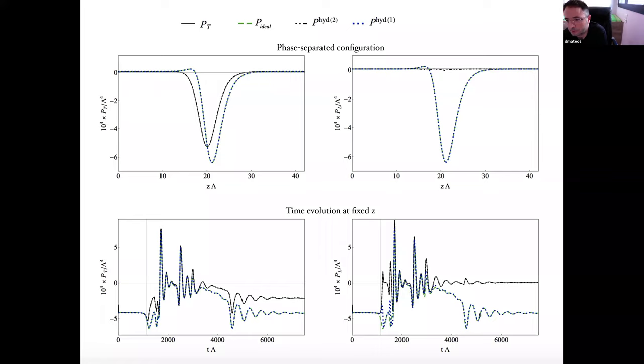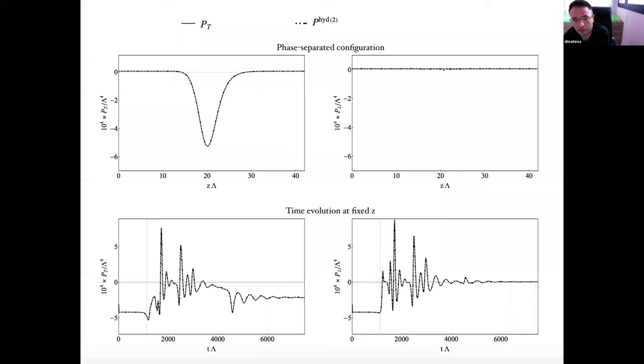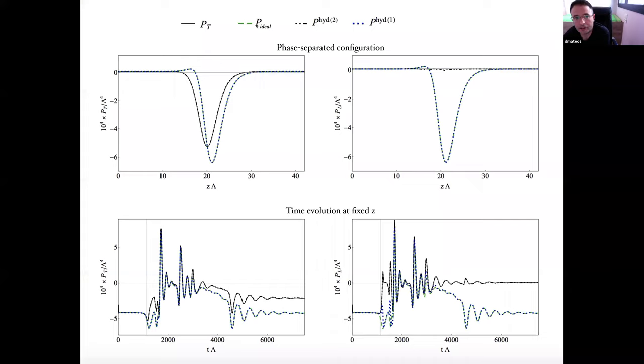This is something that you should have expected from first principles. The reason is that, at least in the phase separated configuration, you know that's an equilibrium time independent configuration, so all the velocities are zero. That means all these terms, which are proportional to the velocity or gradients of the velocity, vanish identically. That's why here the blue curve and the green curve are on top of one another. There's no difference between ideal and first order hydro because the velocity is zero. And you know that ideal hydro, which is simply applying the equation of state pointwise, cannot describe the phase separated configuration.